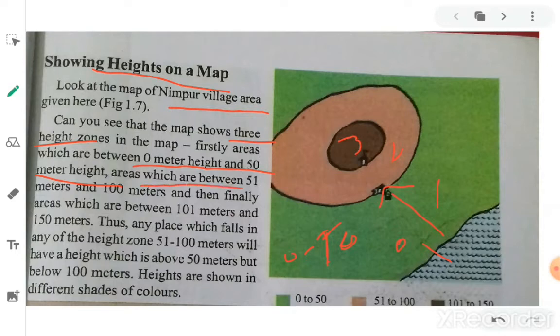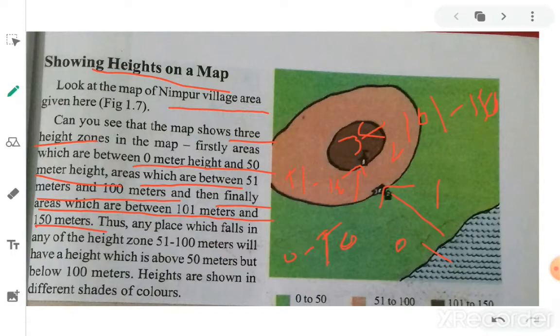The areas which are between 51 meters and 100 meters: from the village to this temple it is 51 to 100 meters. That is the second level. And finally, the areas which are between 101 meters and 150 meters: from the temple to the highest point of the mountain it is 101 to 150 meters height. So like this we have three different height zones.